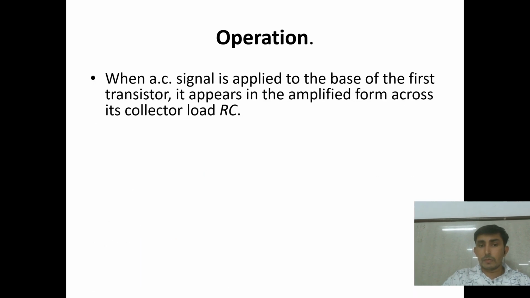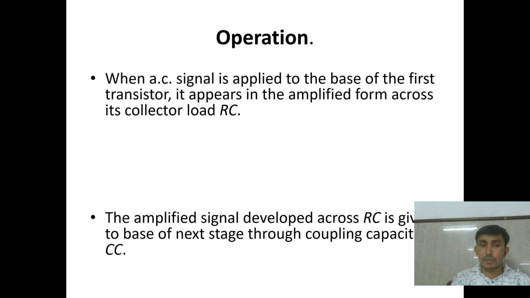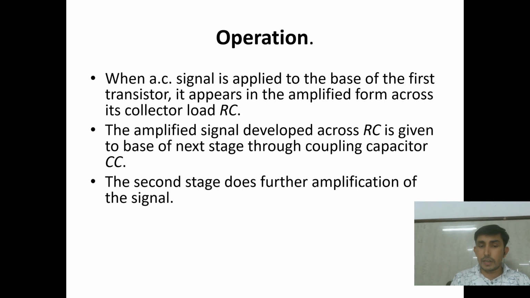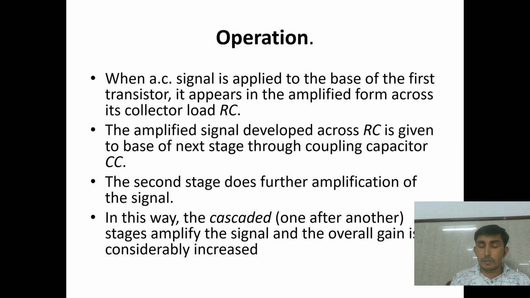Next, the working of this. We know very well how transistors work: whenever you feed input to the base of the first transistor, it appears amplified across the load resistance, or collector resistance RC. The amplified signal appears across RC and is given to the base of the next stage by using the coupling capacitor CC, and that signal is further amplified by the second stage, and so on. This means the output of the first stage is fed to the next stage, and so on. That is called a cascading construction.